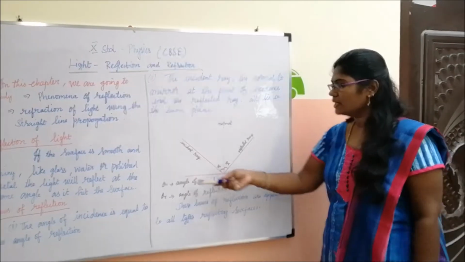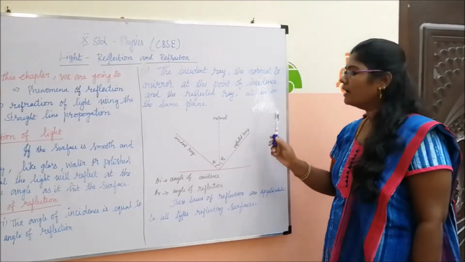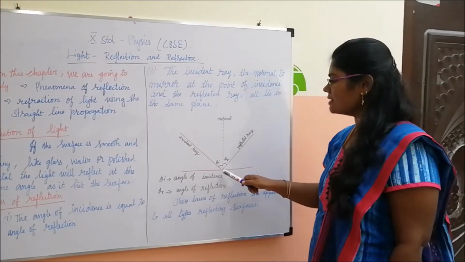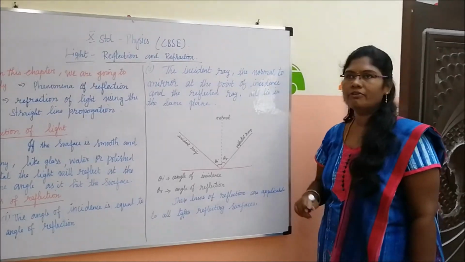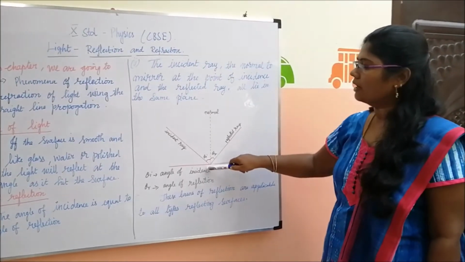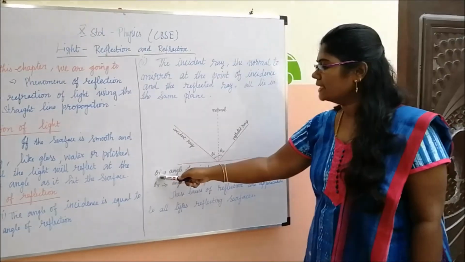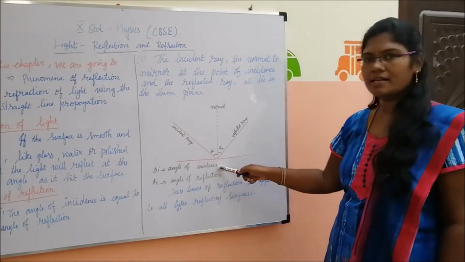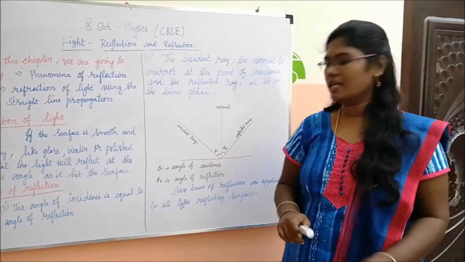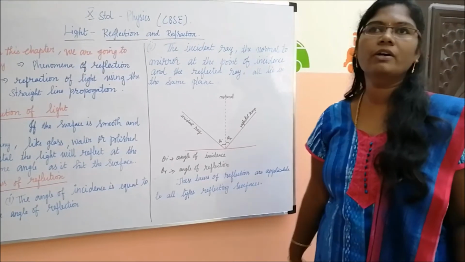Look at this picture. In this picture, this is a point where the light hits and this is a point where the light gets reflected. So, the angle of incidence is obviously equal to the angle of reflection. And the normal is drawn from the point where the light hits. Here theta i is the angle of incidence and theta r is the angle of reflection. These laws of reflection are applicable to all types of reflective surfaces.